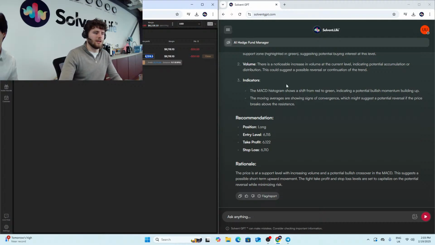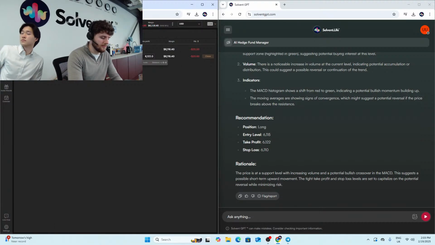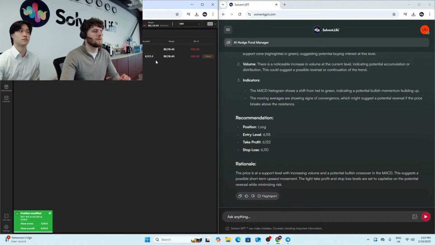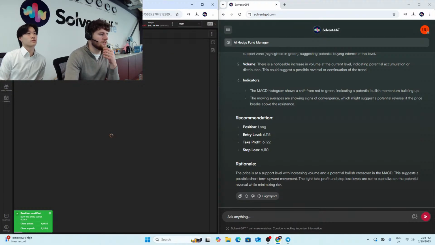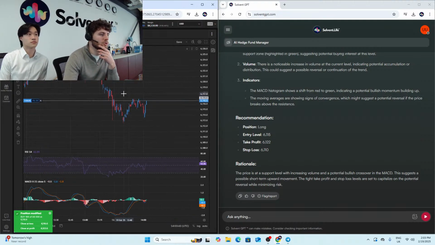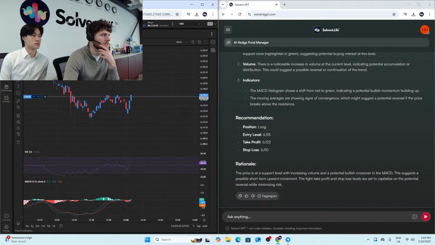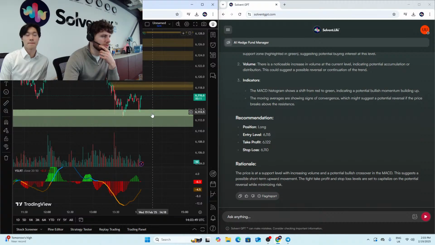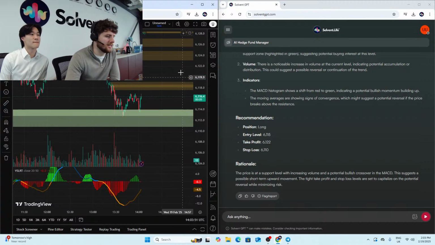Our take profit is 6122. Fantastic. So let me add that stop loss in again. 6110. Fantastic. So we will continue to monitor this trade over the next couple of minutes, and we'll see what materializes.